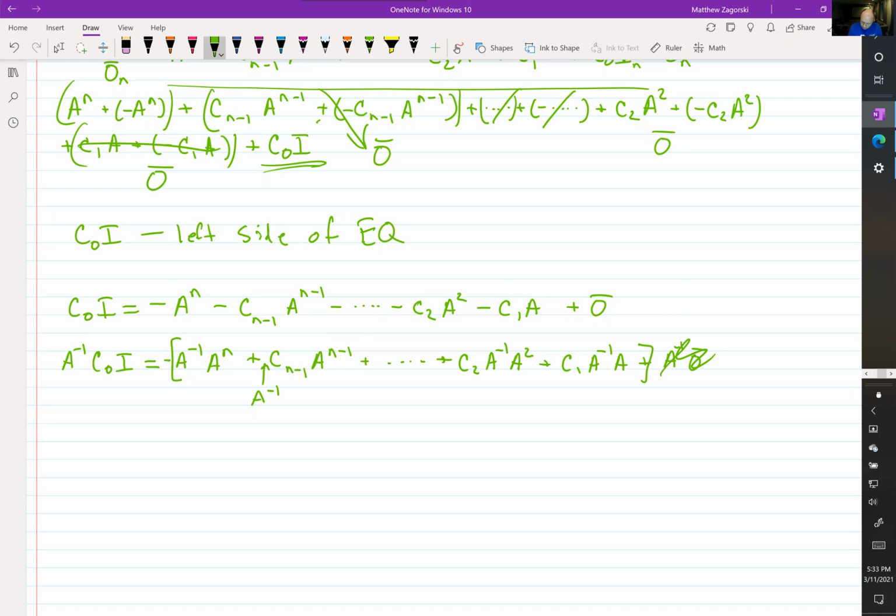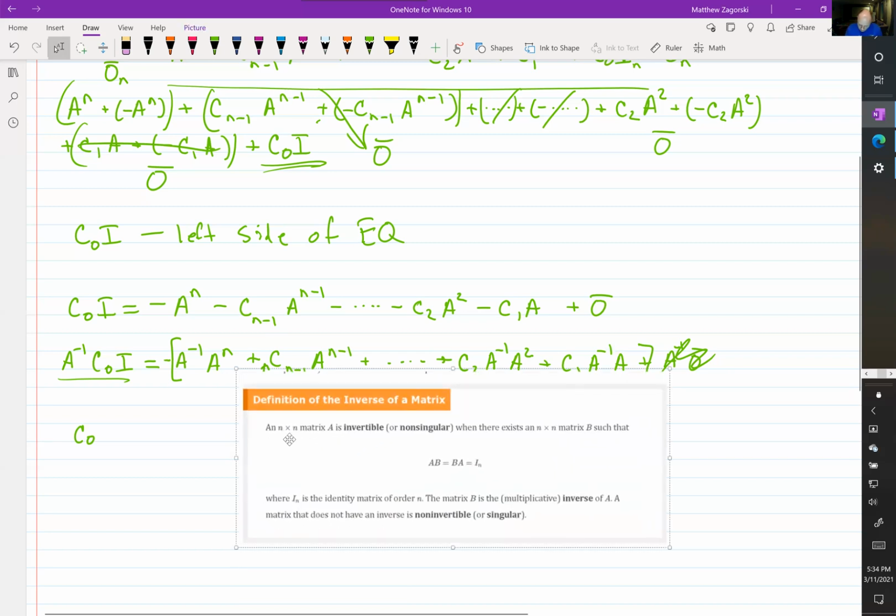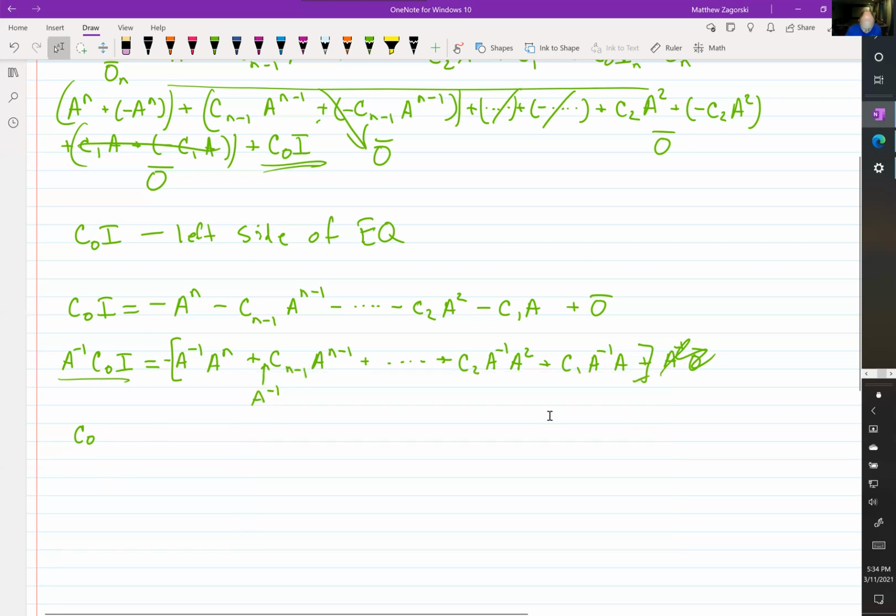So we're looking good here. We're going to clean this up a little bit. From here we have C naught, and any matrix multiplied by the identity matrix is always going to be the matrix itself. Again, that is from the definition of the inverse of a matrix, and I can show you that right with the theorem I'm using right here. From this theorem, an n by n matrix A is invertible when there exists an n by n matrix B such that A times B, which is A inverse, equals the identity matrix. So that's why I can multiply that and it's equal to itself. So C naught A inverse equals, get that minus sign outside.